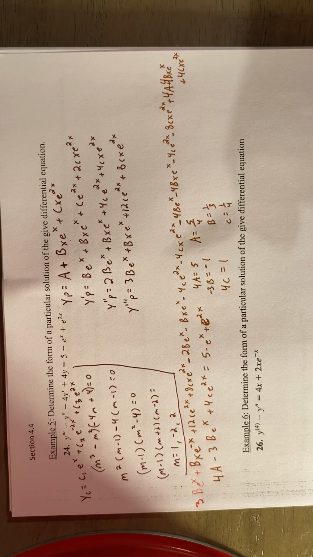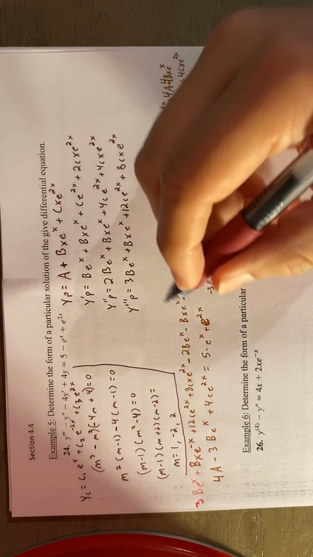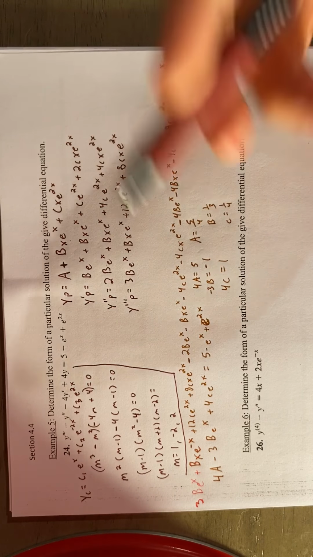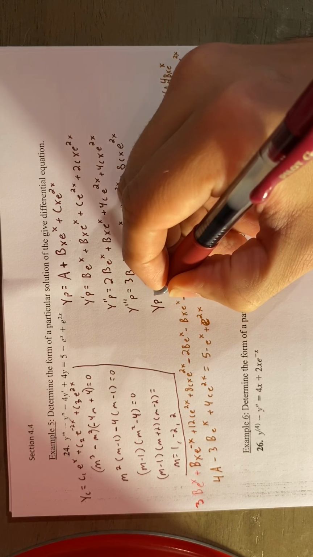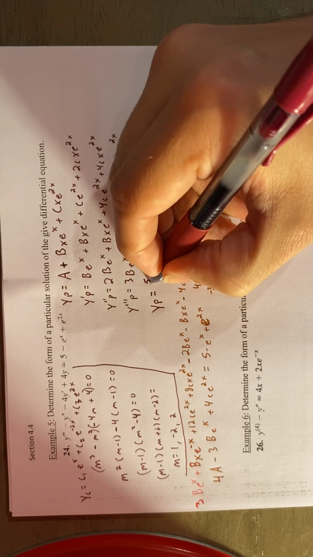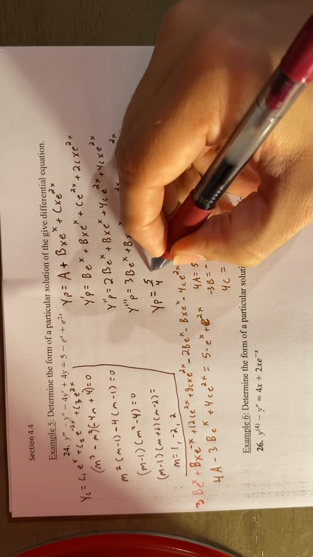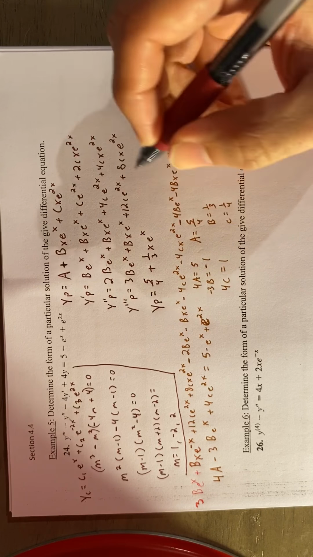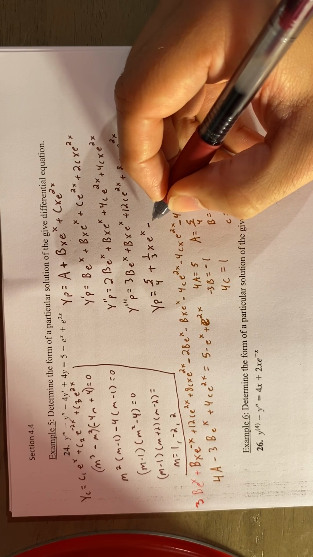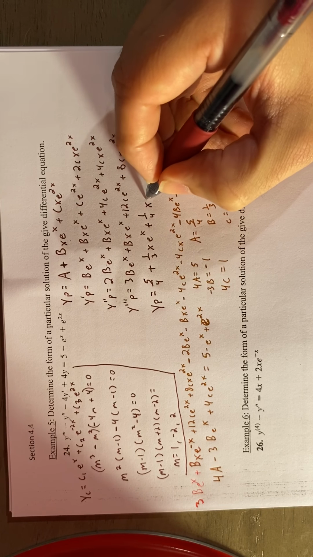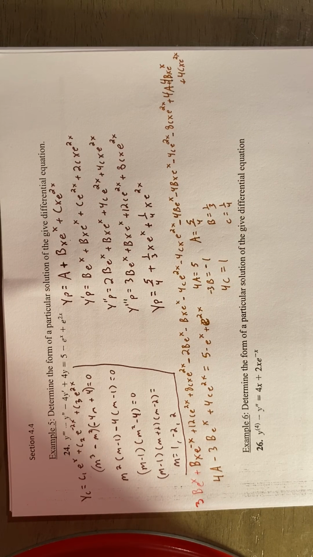Therefore, my solution, or just for the particular, we already have the complementary, but it's just looking for the particular. So y of p is equal to 5/4 plus 1/3 x e to the x plus 1/4 x e to the 2x.